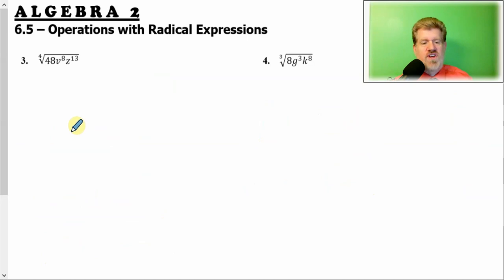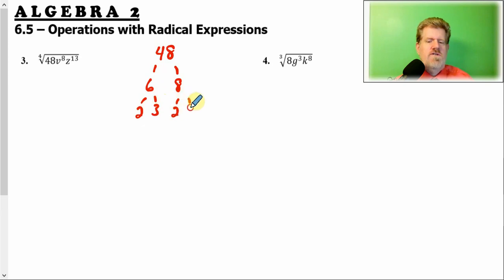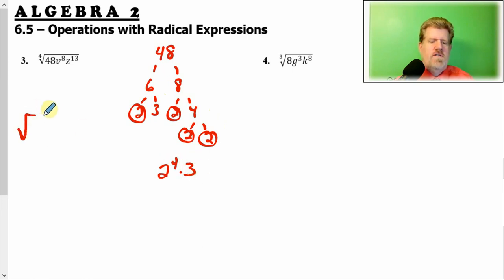Couple more examples, I guess. Let's just take care of this. All right, 48, we're in the 4th root. So 48 would be the thing we got to worry about. Let's see, what is that? Is that 6 times 8? Is that what 48 is? And that's 2 and 3. That's 2 and 4, and the 4 is 2 and 2. So if you notice, we've got 1, 2, 3, 4 twos. So this is 2 to the 4th times 3.